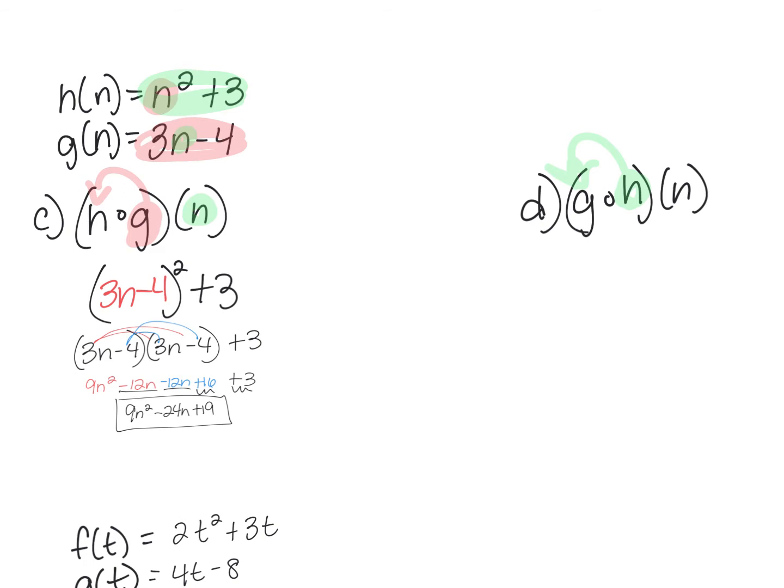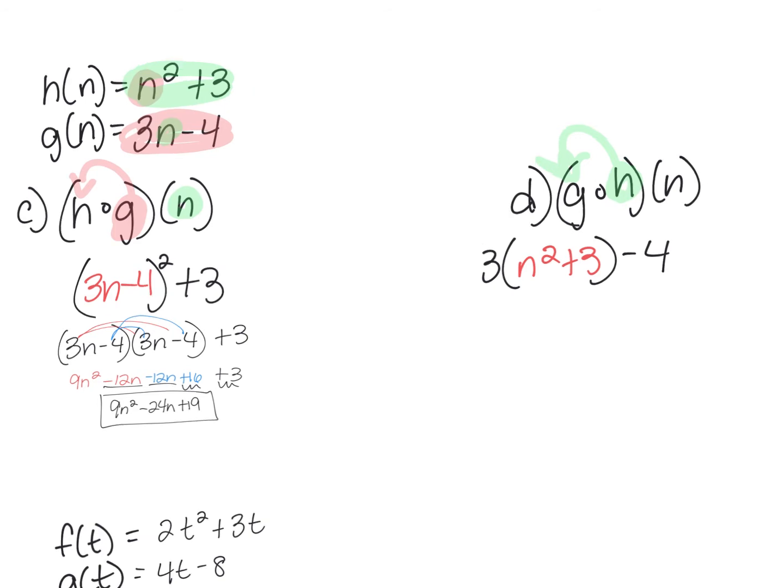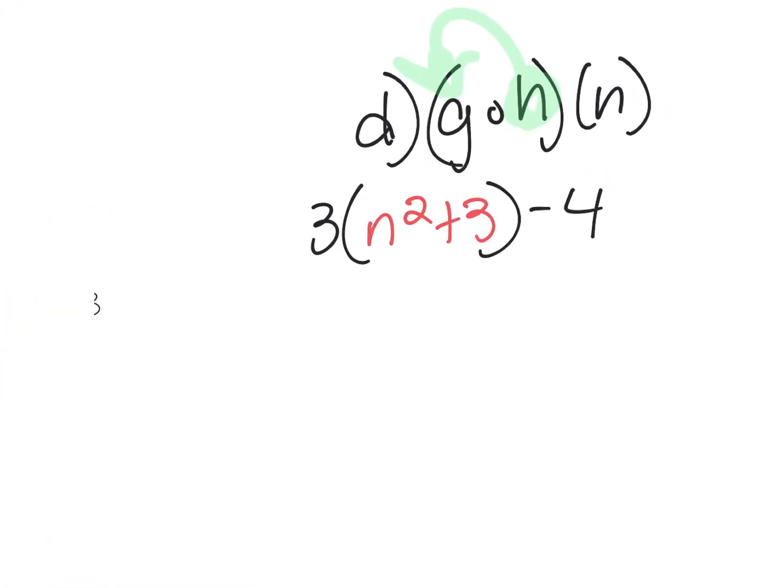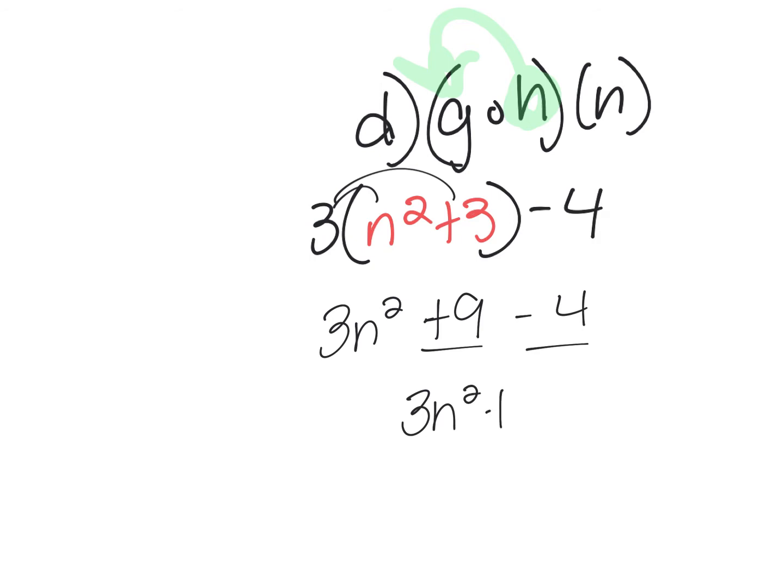So let's do it. We've got 3 times, and then we're going to write that whole h of n function, so n squared plus 3, and then you still have that -4 to bring down. All right, so now let's clean it up. I need to distribute this 3, so that would give me 3n squared plus 9 minus 4. Combine your like terms, and I have 3n squared plus 5. And that's it.